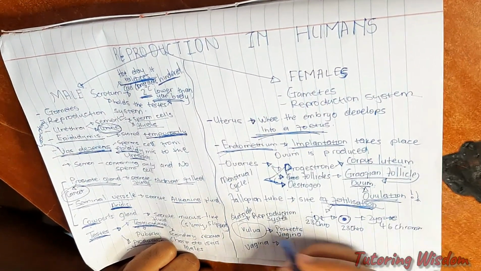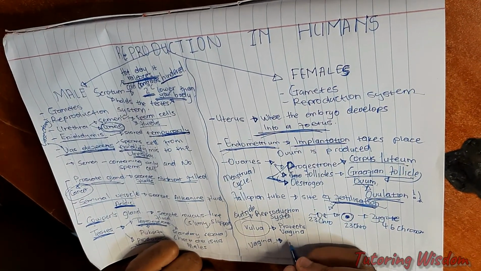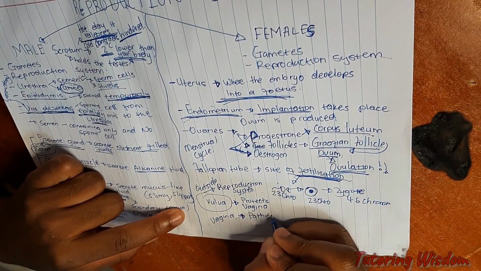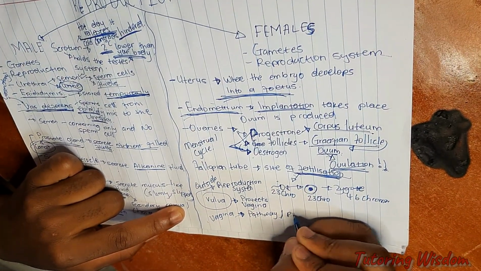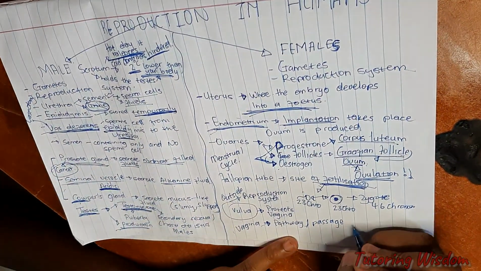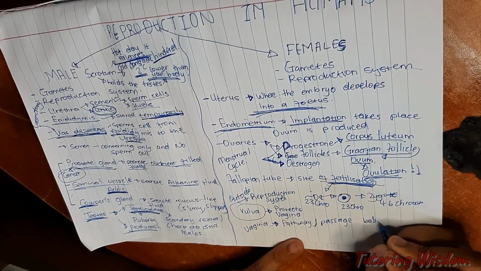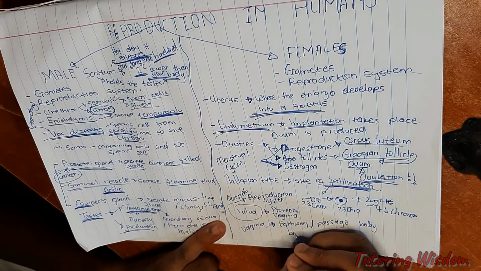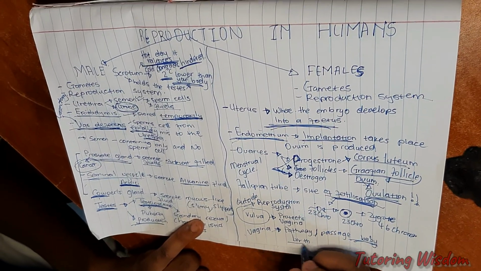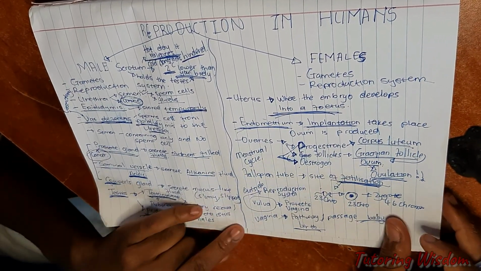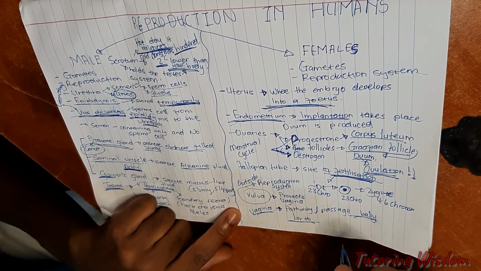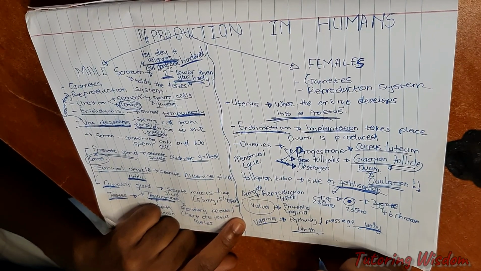Now your vagina is a canal. So it's canal-like, a pathway or passage for the baby during birth. This is a passageway for the baby to pass through during childbirth. So that's the function of a vagina. It's a passage or pathway for the baby during childbirth.